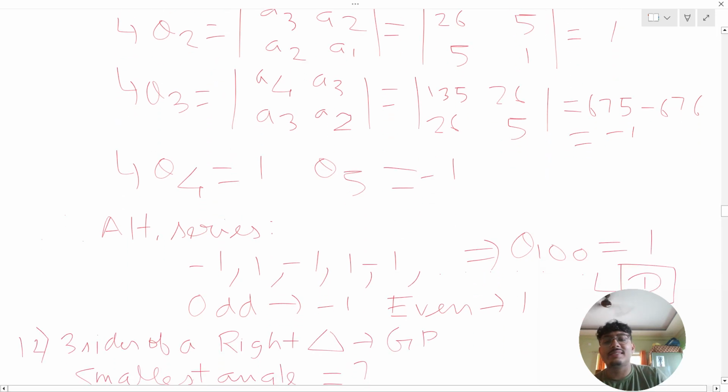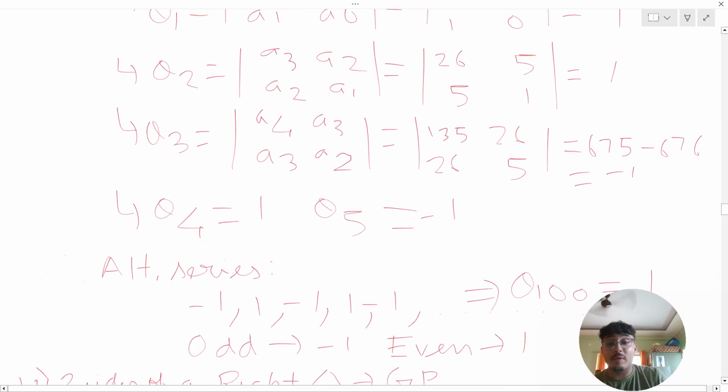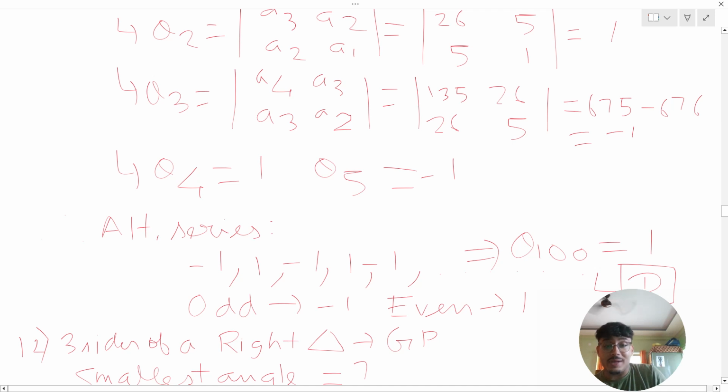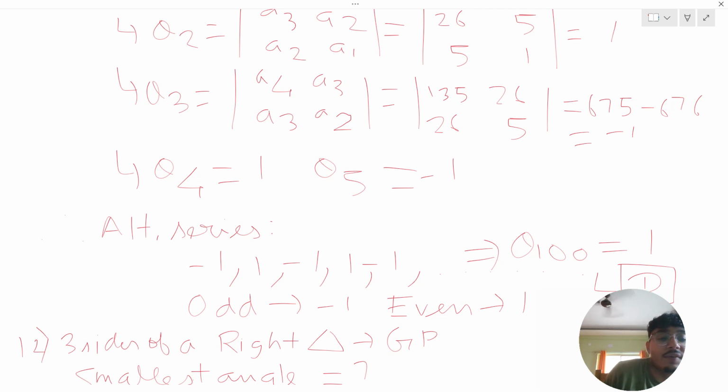Therefore, what we can see is that it's creating an alternating series. So my a1, or probably theta 1, is coming out to be -1, theta 2 is 1, theta 3 is -1, theta 4 is 1, theta 5 is -1. So basically all the values of theta which have odd suffixes are giving the result -1, and even suffixes are giving the result +1.